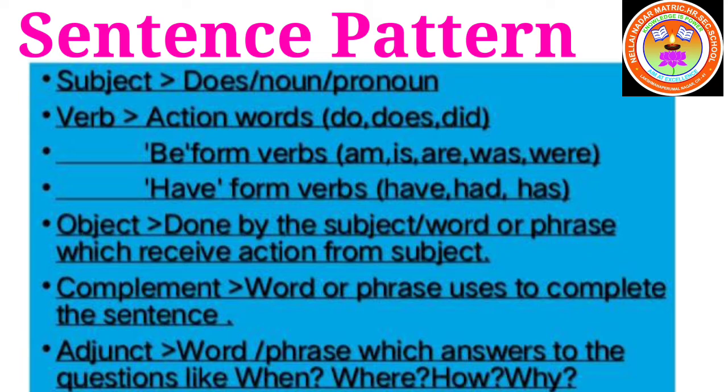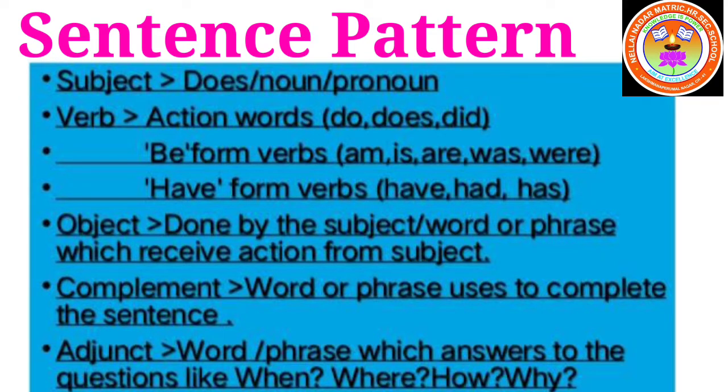Adjunct means the word or phrase which answers the question when, where, how and why. For your better understanding, a word or phrase which refers to the time, place and manner of an action is called the adjunct of the sentence. Time: any time, 5 o'clock, 6 o'clock, morning, evening, yesterday, tomorrow, last week, last month, next year, next month, and seasons like summer, autumn, winter, spring.